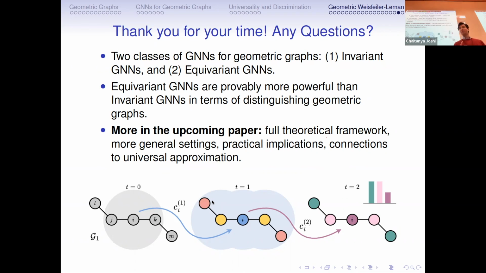There's a lot more in the upcoming paper. There's a full theoretical framework and more general settings, since I think you also got bored of the same example that we showed. And practical implications, as well as what Simon alluded to, connections to universal approximation.